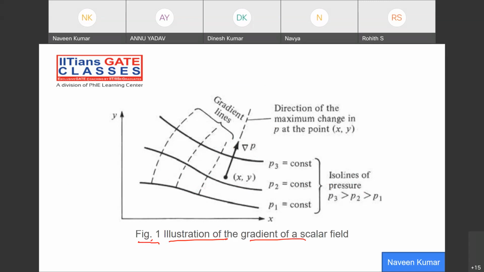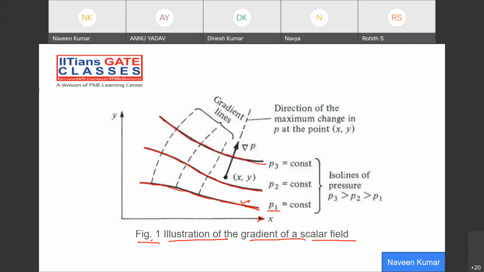This is just an illustration of the gradient of a scalar field. This is an XY plot. You can see how pressure is changing in the XY plot. This is the P1 line. P1 line means pressure is constant along this line. Those are iso lines for the pressure. So P1 is constant along this curve, then P2 is constant along this curve, and P3 is constant along this curve, right?